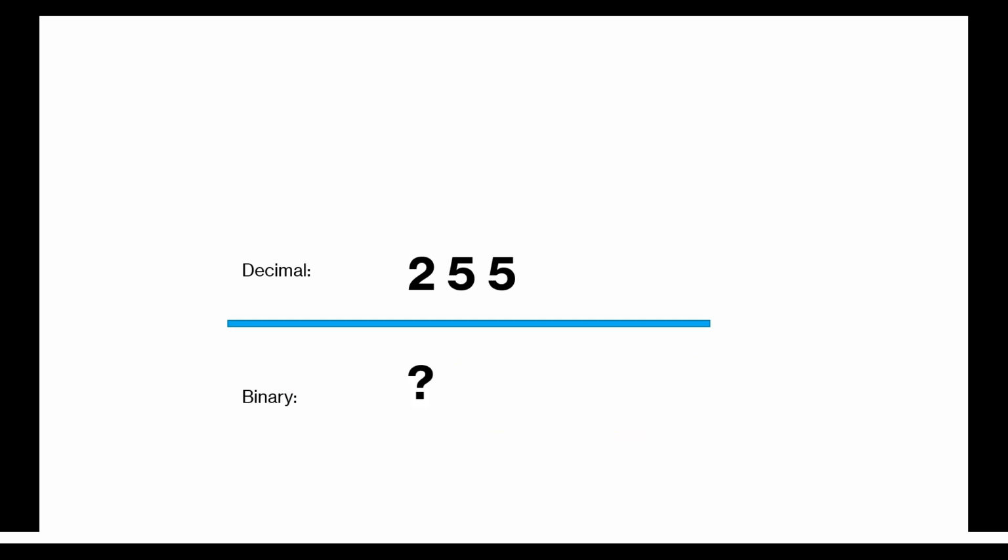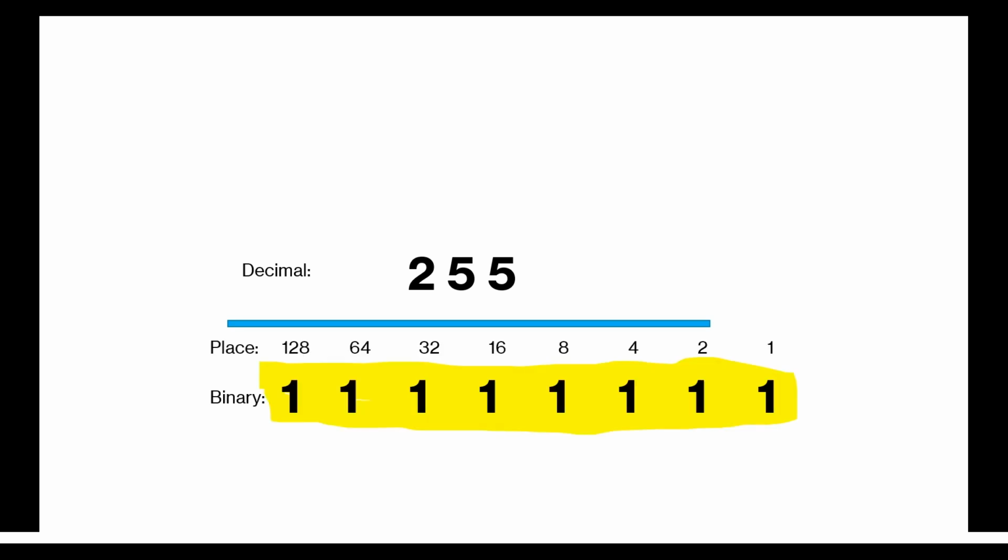Okay, let's try another one. We have the decimal number 255. And again, pause the video, try to work out the math yourself. And here's the answer. We have 11111111. Okay, this is the binary equivalent of 255. And you can, again, check your math by adding up 128 plus 64 plus 32 plus 16 plus 8 plus 4 plus 2 and plus 1, and you should get the number 255.